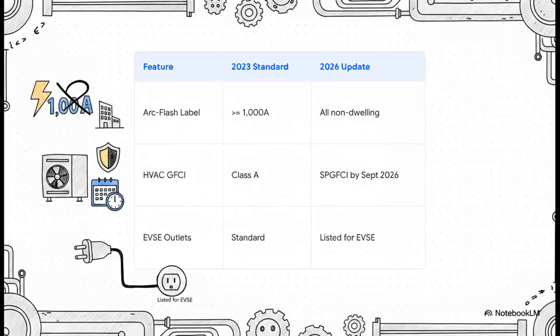And there are a few other massive safety evolutions you definitely need to know. First off, that 1000 amp threshold for arc flash hazard labels? Gone. Now all non-dwelling service and feeder equipment requires labeling. Second, mark your calendars, because by September 1st, 2026, mandatory HVAC GFCI protection kicks in, which requires Class A or the specialized Class C devices. And finally, if you're installing an EV charger, those standard 30 to 60 amp receptacles just won't cut it anymore. They absolutely must be specifically listed for EVSE use to safely handle those continuous high heat loads.